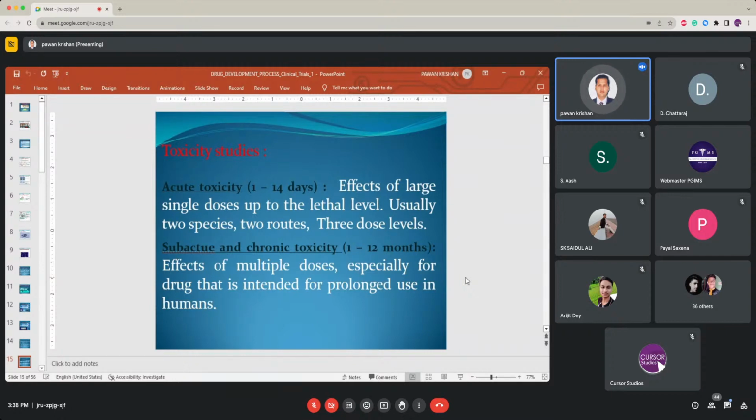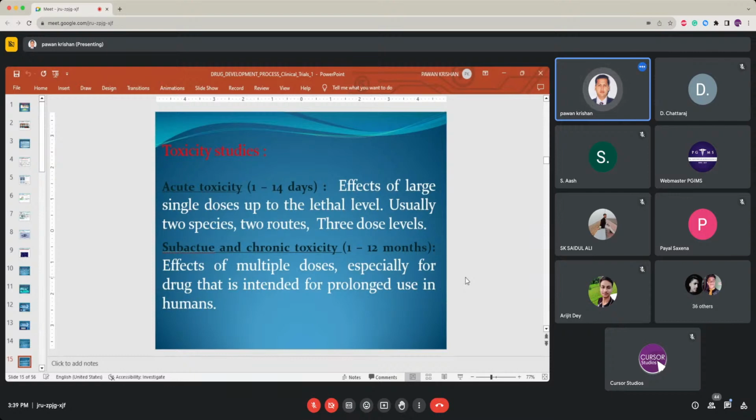And what are the changes in the toxicity in the organs. Similarly, for subacute and chronic, the studies are carried out the same way for biochemical, physiological, hematological, and histopathological changes, but the duration is different. It varies from 1 to 12 months. Why I have mentioned 1 to 12 months is it varies from country to country.